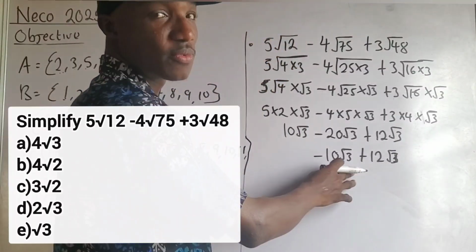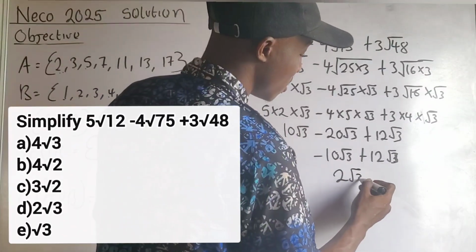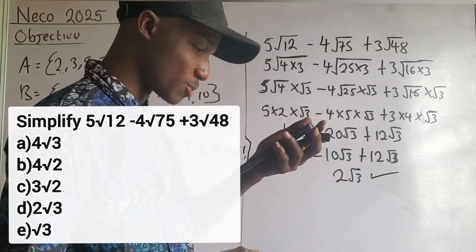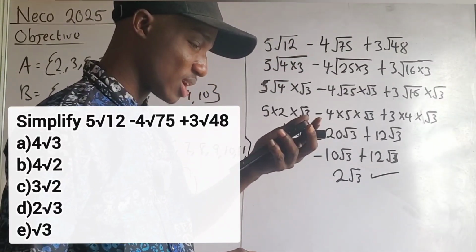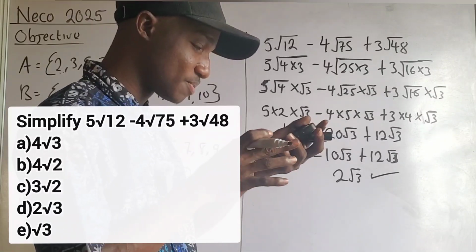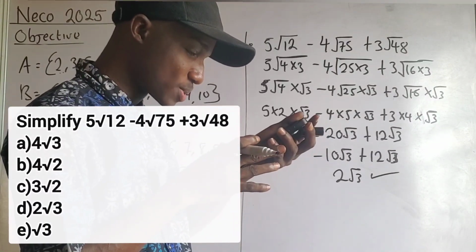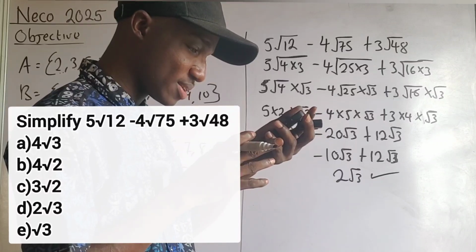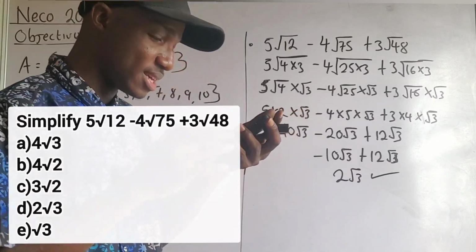Minus 10 root 3 plus 12 root 3, that is what? 2 root 3. So, the correct answer is 2 root 3. Let's look at the correct option. The correct option to that question is option D. Option D is correct. That is 2 root 3. Do you understand? Okay, let's look at the next question.